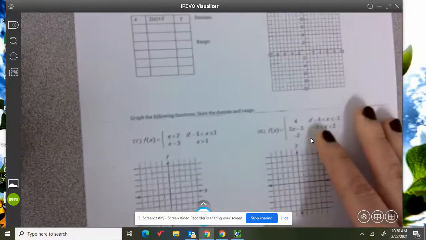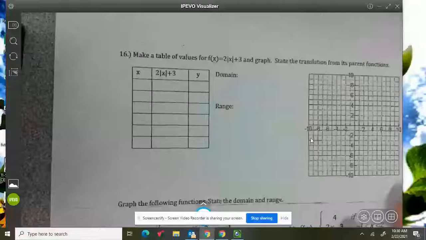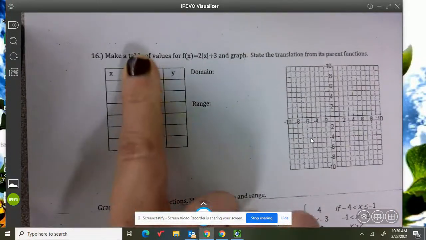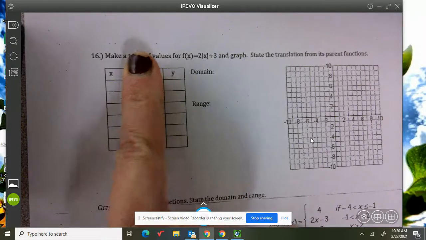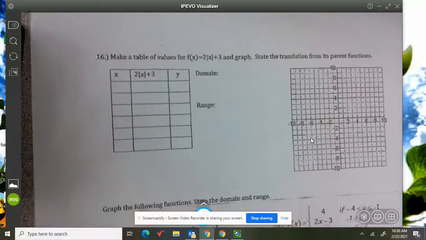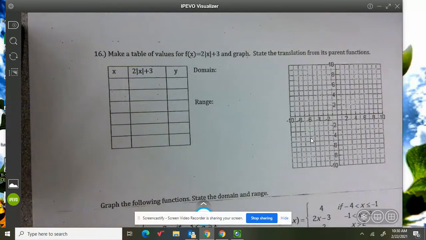All right, we're in the second part of your review guide. Let me adjust this. There we go. So number 16 asks you to make a table of values. Normally we just have our T table, where this is where you do your work. Okay, so you're going to put an X value in, complete your work, get a Y value.